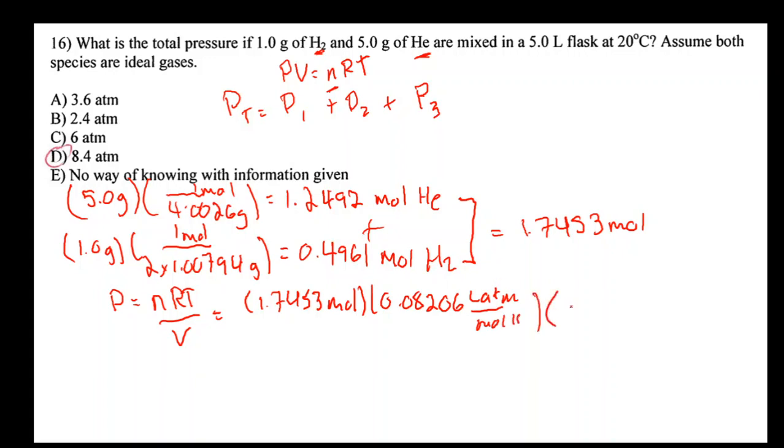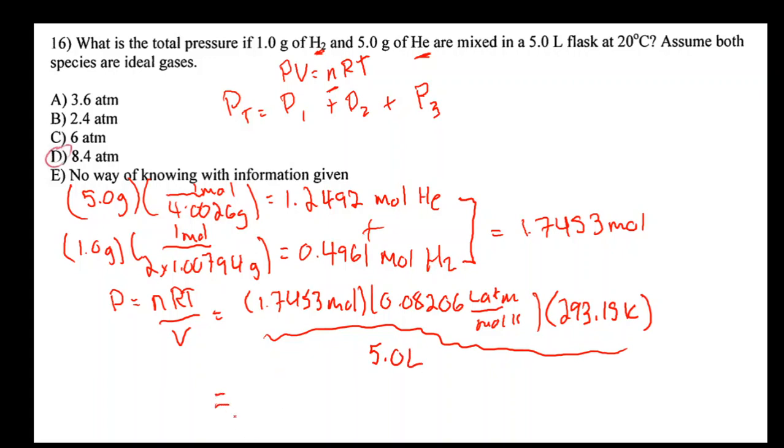Oh, they gave it to us in Celsius. That's okay. 273.15 plus 20, 293.15 Kelvin. All divided by our volume of, did they give us? Oh, yeah, 5 liters. And then divide that by 5. That's 8.3967. So 8.4 atmospheres. So yeah, that would be 8.4 atmospheres would be your answer for 16.